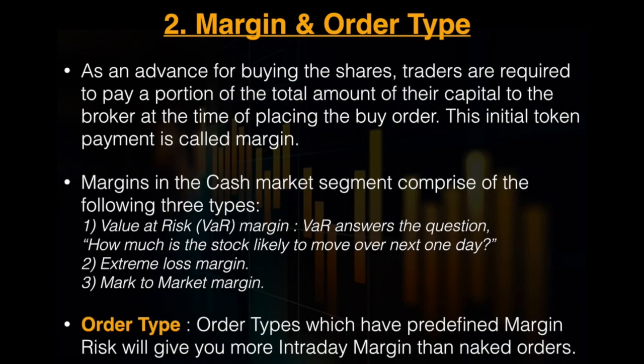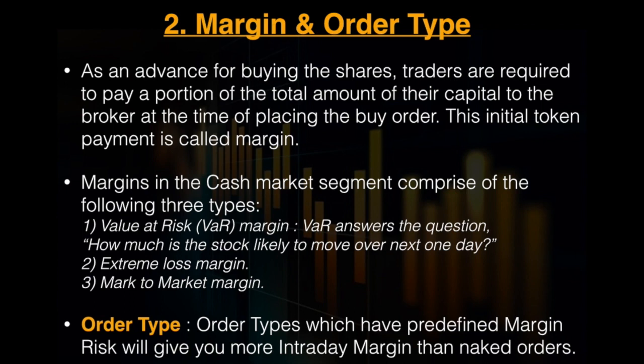Number 2. Margin and order type. Basically, margin is just an initial token payment paid to your brokerage house in order to facilitate trading. This is because brokerage houses are just mediators and not liable for any loss or profits that occurs in your account. Therefore, to secure themselves, they ask for a token payment used as a collateral against any particular loss you may incur in that particular trade.